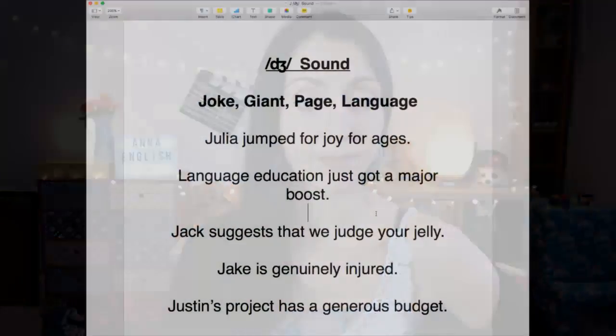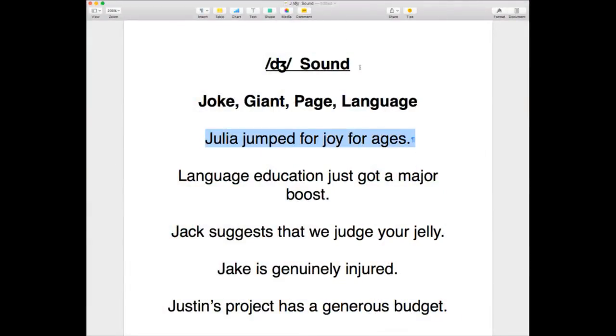Okay, so we've had joke, giant, page, and language. Let's now try looking at some full sentences that use this many times over. So the first sentence we have here is, Julia jumped for joy for ages. Julia jumped for joy for ages.